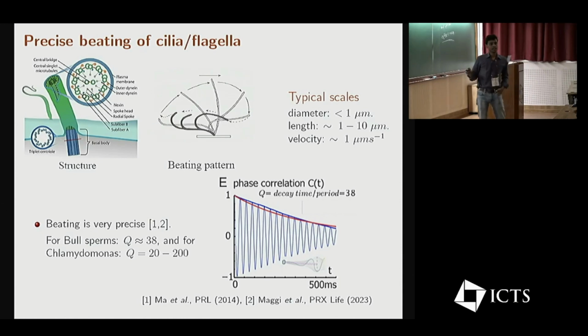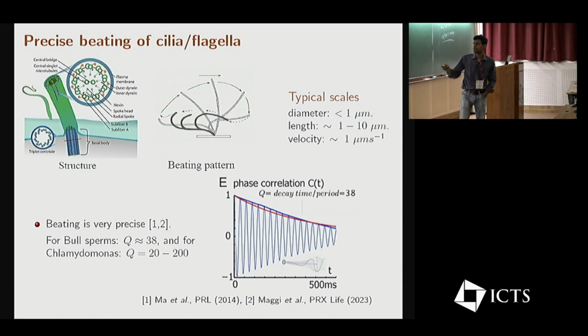This is the complex structure of the cilia. The filament consists of many microtubules, 9+2 microtubule doublets, and they also have motor proteins. The collective behavior of these motor proteins can bend the cilia, and then you see this beating. This is the complex beating pattern, and this is the typical length scale and velocity scale. What is important here is that these beatings are very precise. So what does this mean?